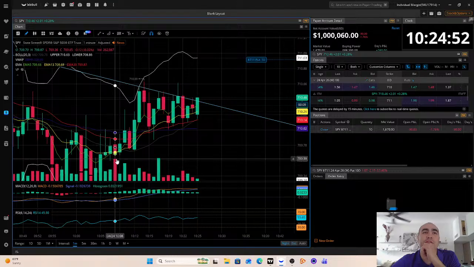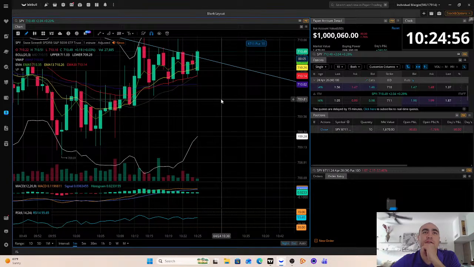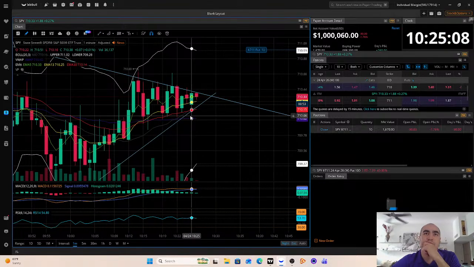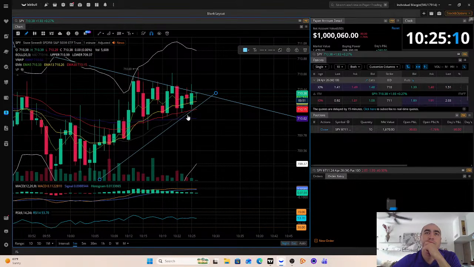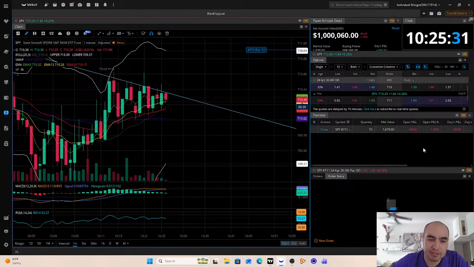Wedge. A little wedge action right here, if you can kind of see it. See how it's kind of tight? I don't know if you guys have any other questions. I have about 5 more minutes before I got to get out of here.